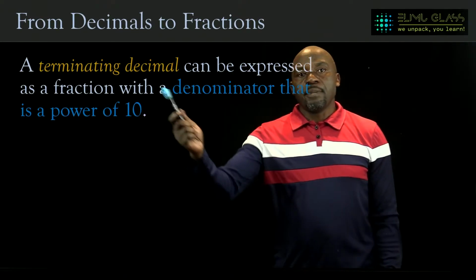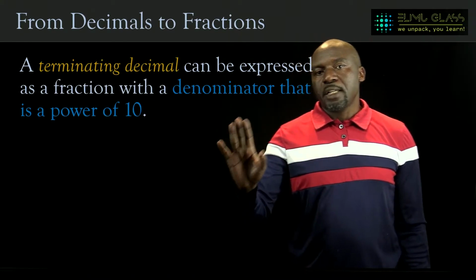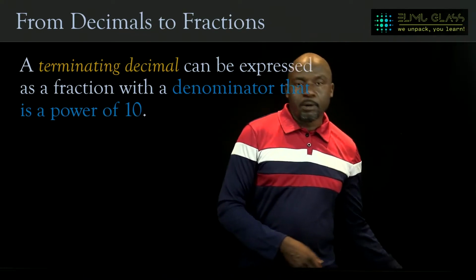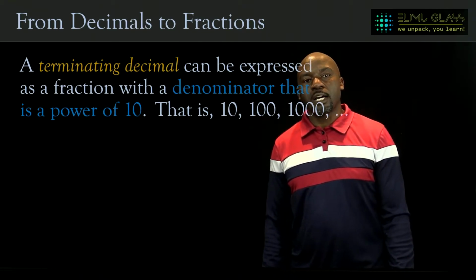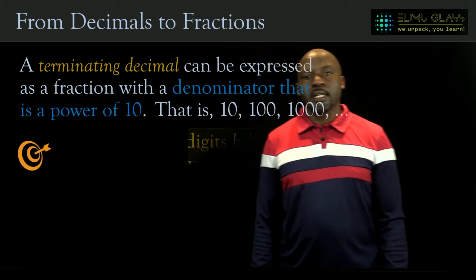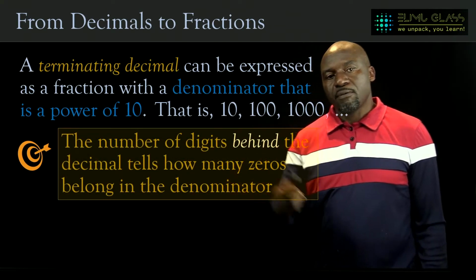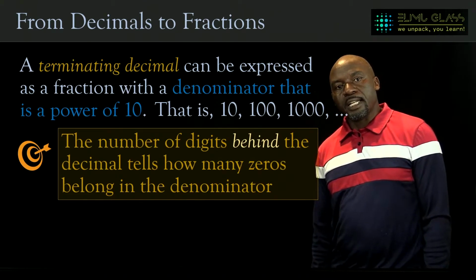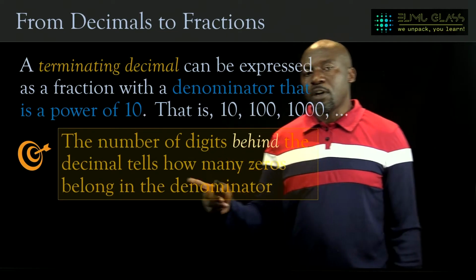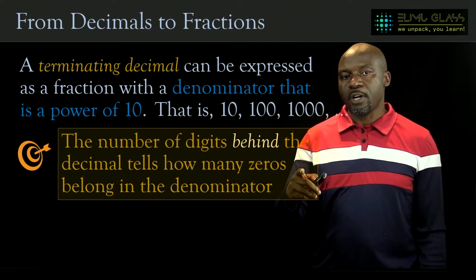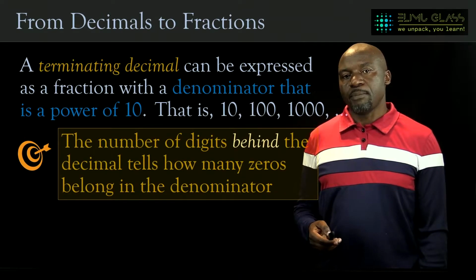And so a terminating decimal, any terminating decimal, can be expressed as a fraction with a denominator that is a power of 10. Okay? What do I mean? That is, the denominator can be 10 or 100 or 1,000 and so on. Here are examples. Just to remember, the number of digits that will fall behind the decimal point on the terminating decimal will tell us the number of zeros that belong in the denominator.